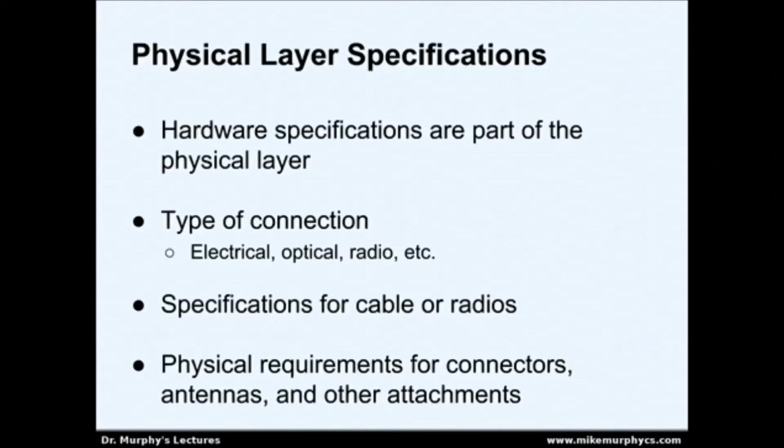We also need to give physical requirements for the connectors, the antennas, and any other attachments that are going to be used with these cables. So for example, with wired Ethernet, we have a standard 8-pin plug that we can utilize to attach different devices to the cable. If we didn't have standard attachments, it would actually be extremely difficult and relatively expensive to connect different devices together.